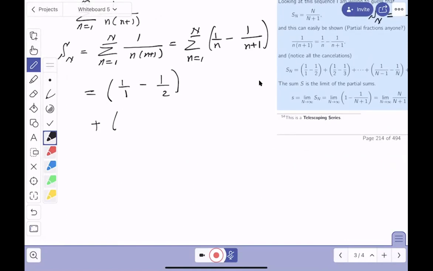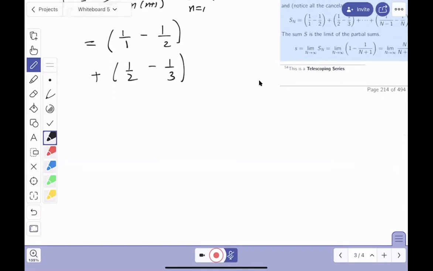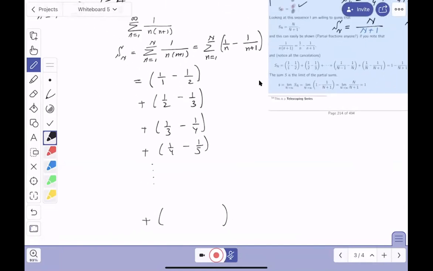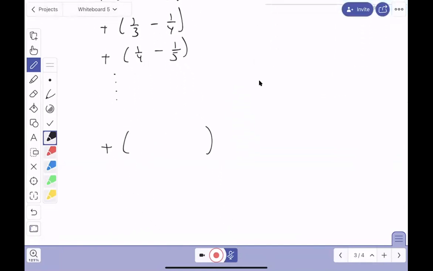What's the next one going to be? 1 over 2 minus 1 over 3. Let's keep going. What's the next one going to be? 1 over 3 minus 1 over 4. I think you get the idea. 1 over 4 minus 1 over 5. But at some point you say, okay, I get the idea, but when is it going to stop? And let's take a look at it. It's going to stop at big N. So it's going to be 1 over big N minus 1 over big N plus 1.